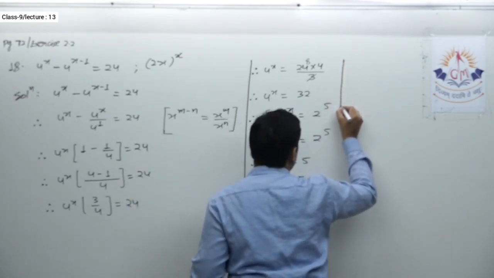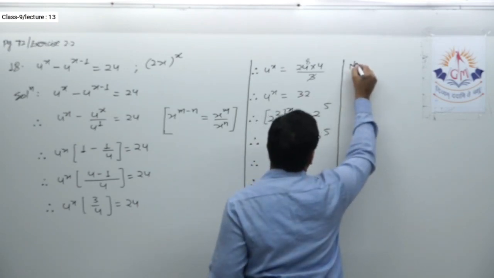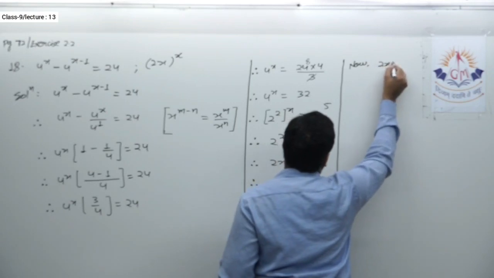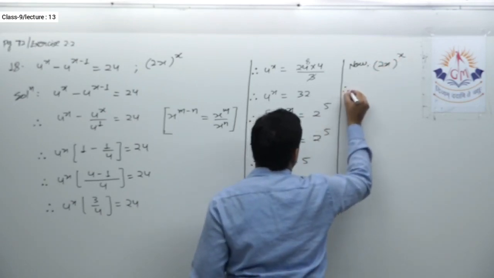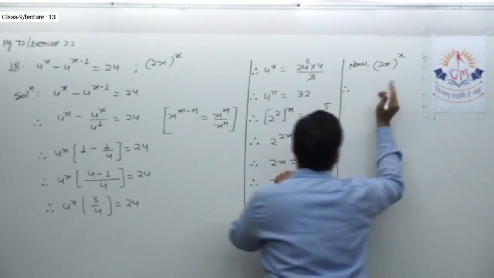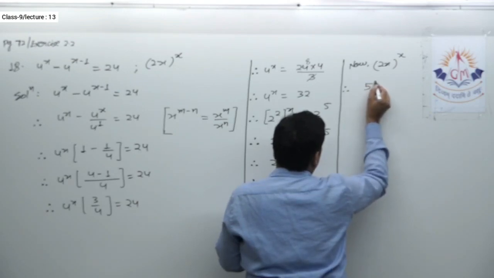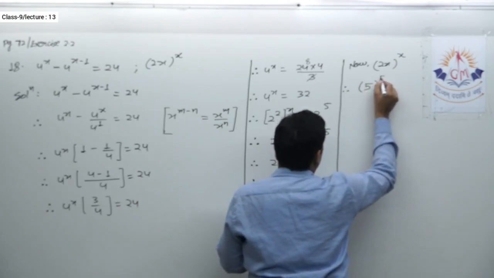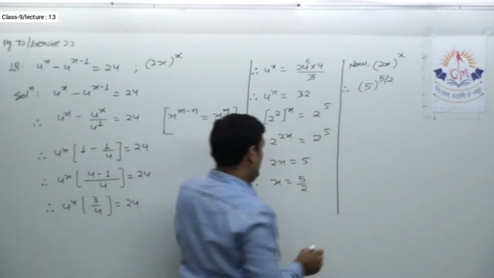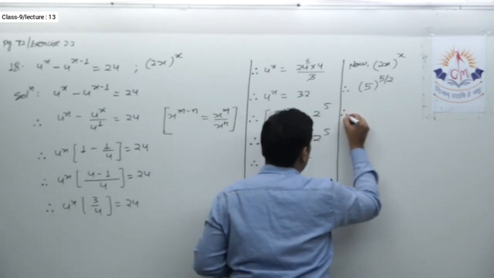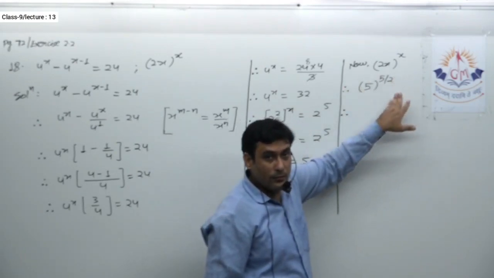Now what I need to find is 2x raised to x. So I'll start with that. Now 2x raised to x. So therefore I can directly write 2x equal to 5, or if you want to write x equal to 5 by 2, again you will get the same. Here 5 raised to 5 by 2. Okay, 2x equal to 5 and x equal to 5 by 2. So now to simplify it further, see, this is 5 raised to 5 by 2. We already solved this type of sum.